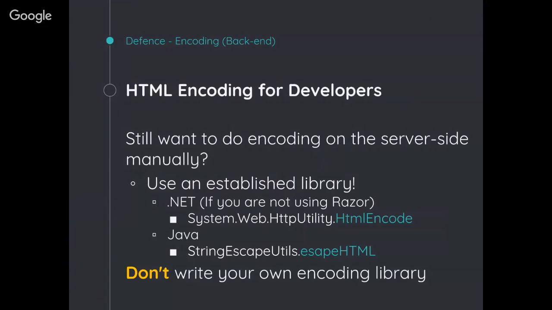If you don't have access to any templating engine, or you're not using any front-end framework, and you still want to do server-side HTML encoding, don't write your own. Use a well-established library. If you're using .NET, there's a method in HttpUtility called HtmlEncode. Pass in a string, and it spits out a safe, HTML-encoded string. In Java, there's a method in the string escape utilities. And if you're using Node.js, search for HTML encoding and you're going to find a lot of libraries. Because it's Node, there's probably a library for everything.